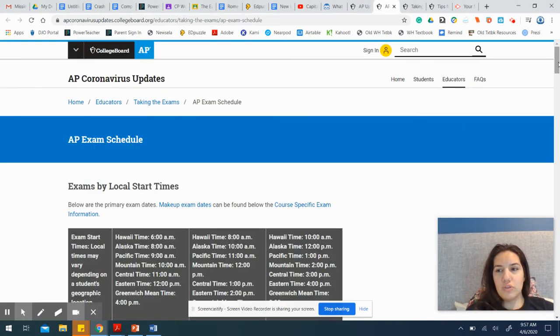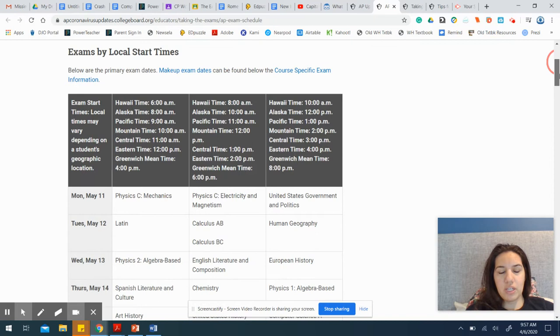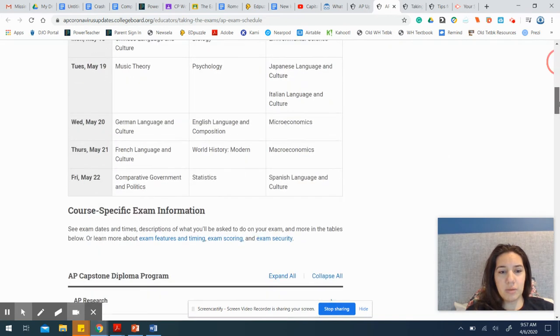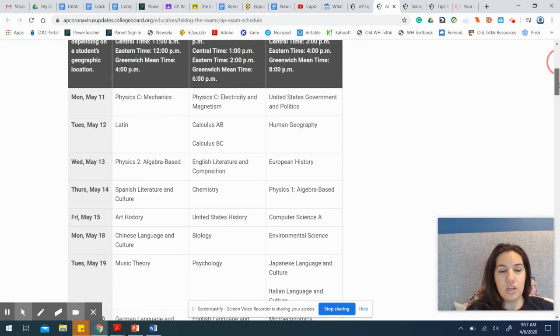I know most of you are only taking AP Euro and AP Bio, but there are some of you that are taking multiple AP exams. So this is the complete schedule for all the exams. Ours will be on Wednesday, May 13th at 4 p.m. Eastern Time. This is a change from originally we were going to take it on May 6th, so it gives us an extra week or so to prepare for the exam.